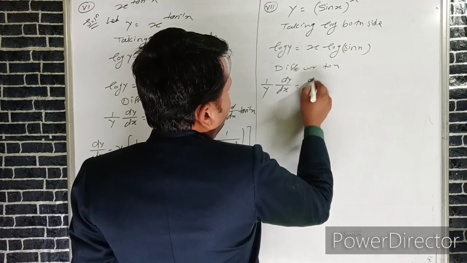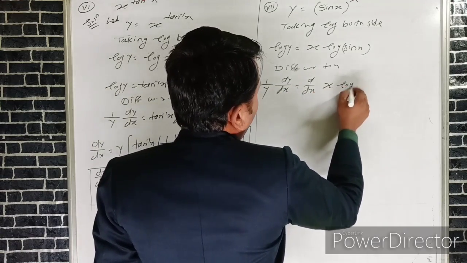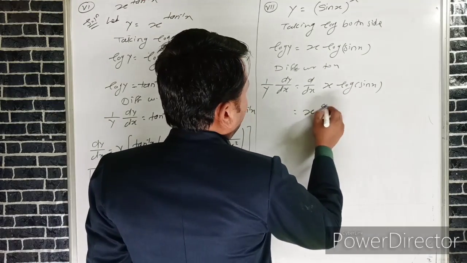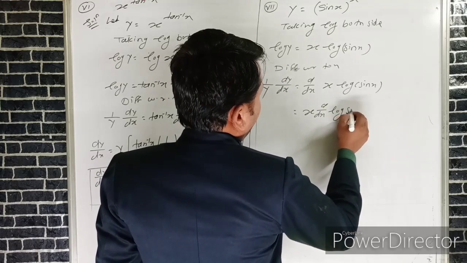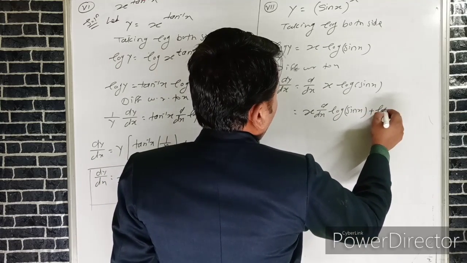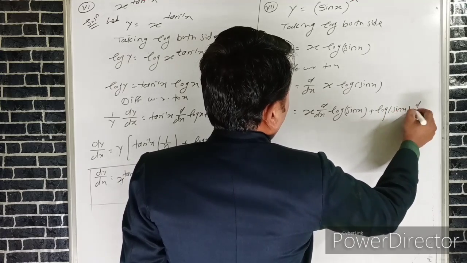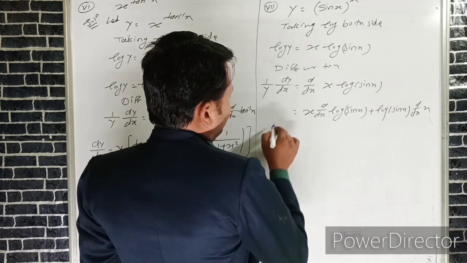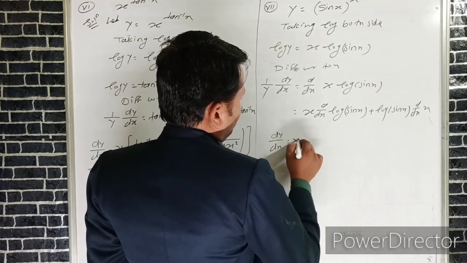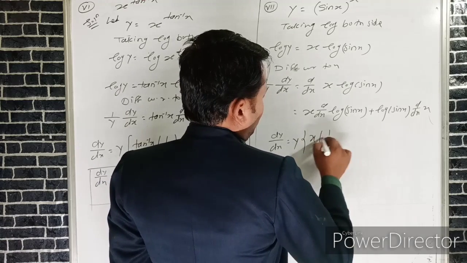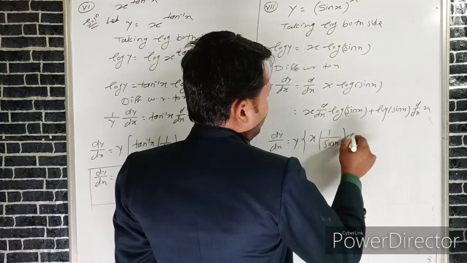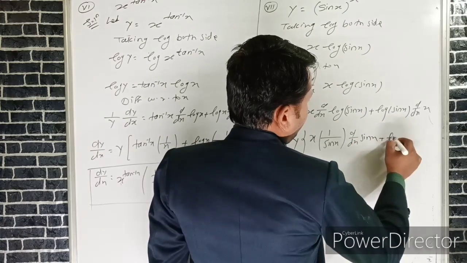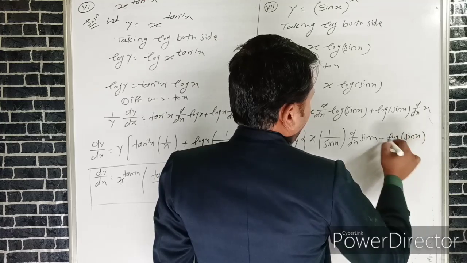Here if we apply the derivative of x into log of sin x by using the u into v rule, we can write it x into derivative of log of sin x plus log of sin x into derivative of x. If we shift this y to the right side, then we can write dy upon dx is equal to y into x into 1 upon sin x into derivative of sin x, plus log of sin x as it is, and the derivative of x is 1.